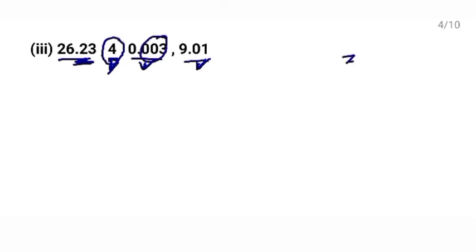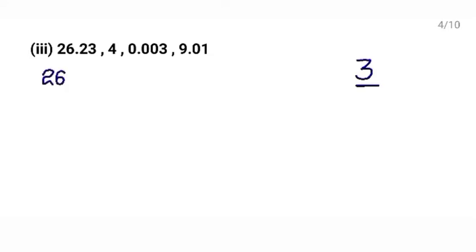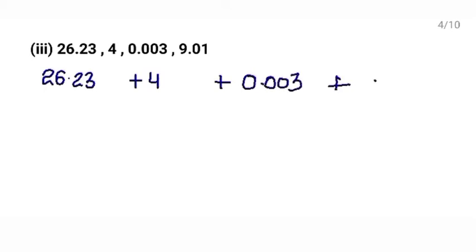In which number are there the most digits? In this one. Now you will make all these numbers like decimals, and to make like decimals you will make equal number of digits after decimal. How many digits should be there? 3, right? Firstly write the numbers: 26.23 plus 4 plus 0.003 plus 9.01. You want to make 3 digits after decimal.